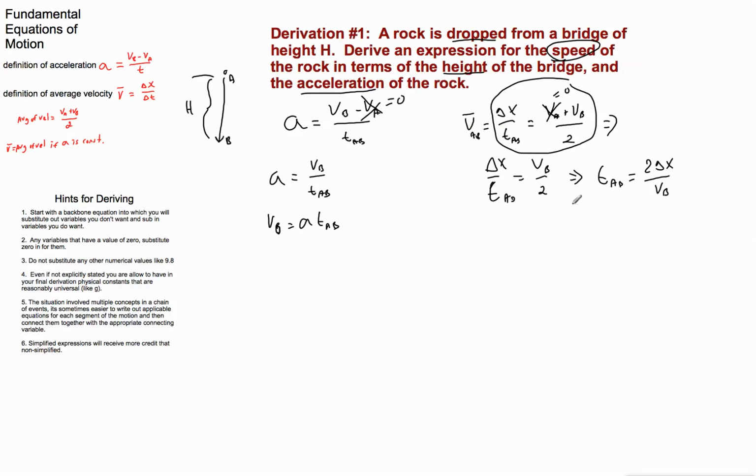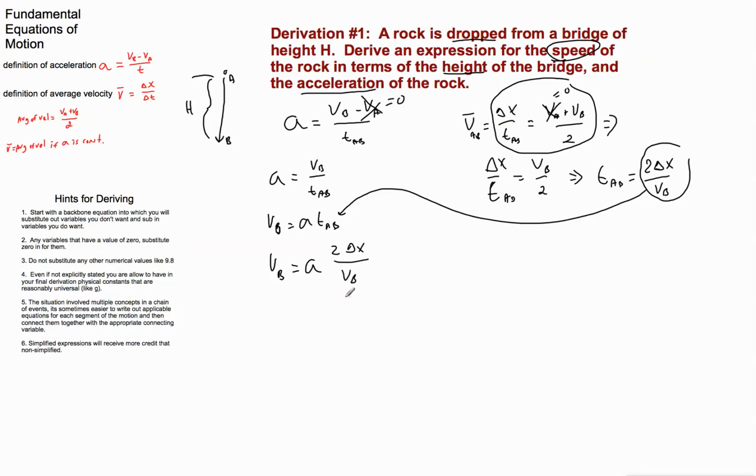All right, now if you don't follow the algebra, try pausing the video and reworking this until you get it like that. And the reason I want it like that is because I want to take this stuff here. I want to substitute that in for the time because I'm not allowed to have the time in my final expression, only the height and the acceleration. So let's do that substitution. That will equal acceleration times 2 delta x over VB.